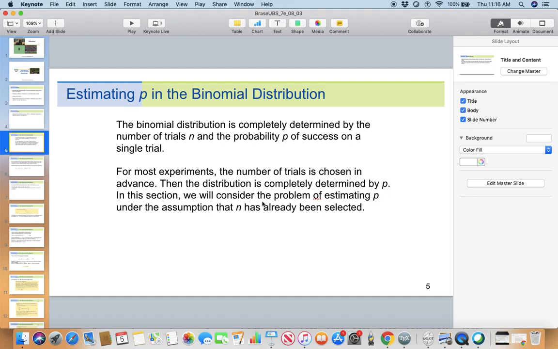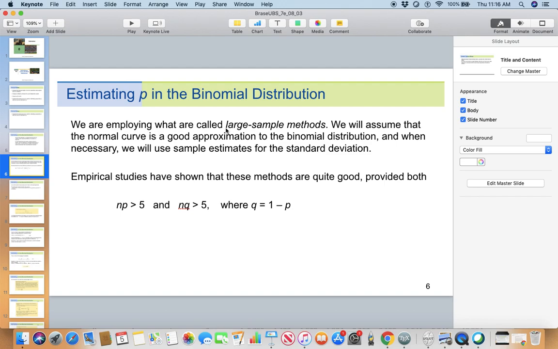In this section, we consider the problem of estimating P under the assumption that N has already been selected. Okay, so we are employing what are called large sample methods. We will assume that the normal curve is a good approximation to the binomial distribution. So this is a big assumption, and when necessary, we will use sample estimates for the standard deviation.